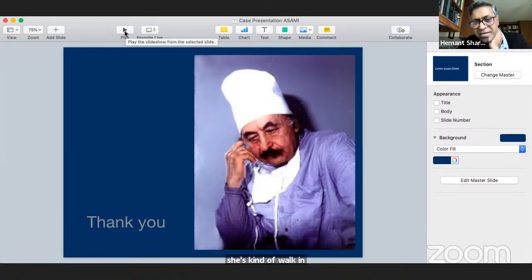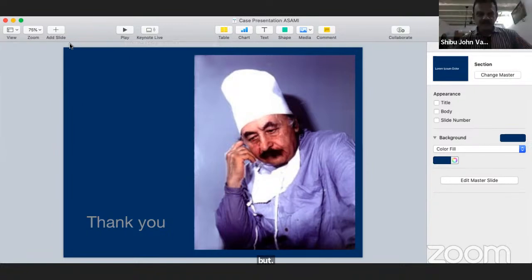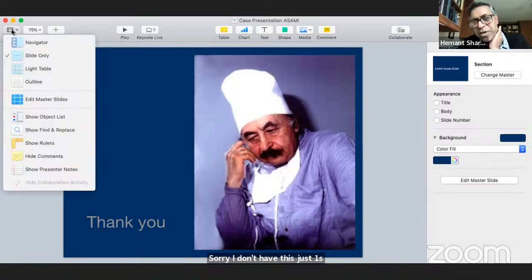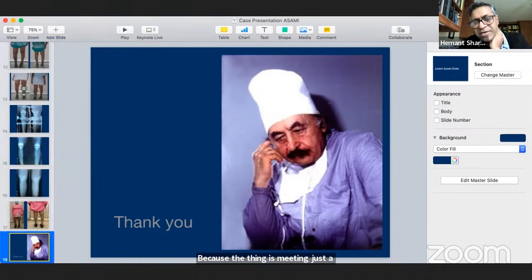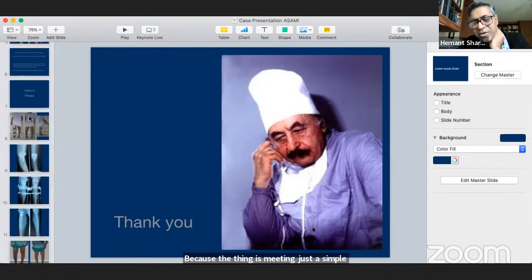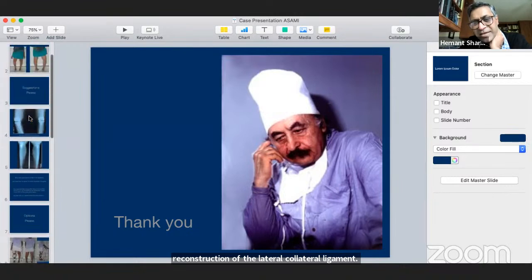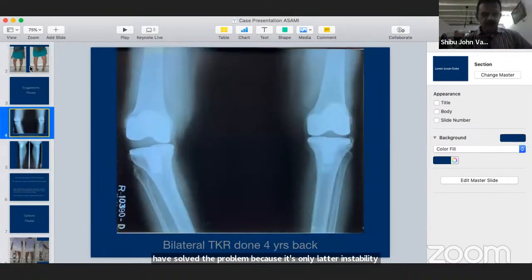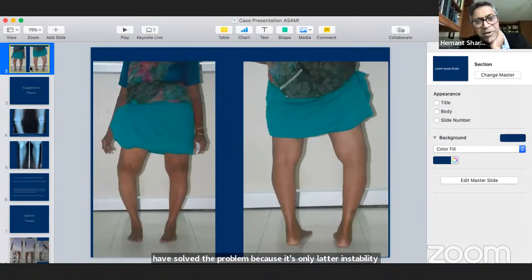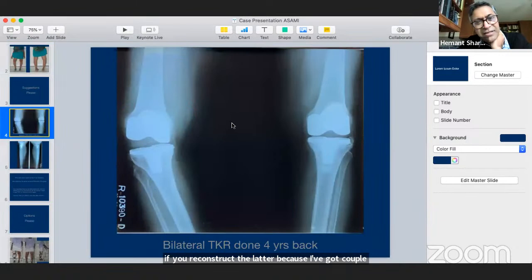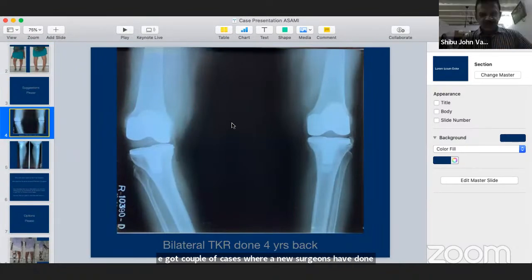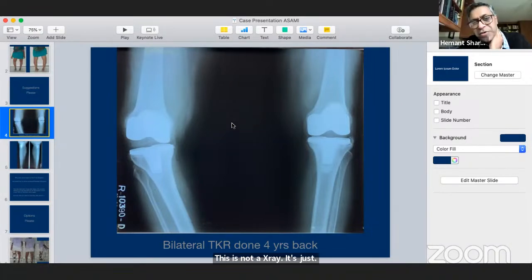Stress X-rays of the knee, stress views, to see if the lateral ligament is still opening or not. Sorry, I don't have this test. One second, let me see. Do you think a simple reconstruction of the lateral collateral ligament would have solved the problem? Because it's only lateral instability. Not only lateral instability, because this is how it looked pre-op. I've got a couple of cases where knee surgeons have done this, reconstructing the lateral collateral. This is not a stress X-ray, she's just standing on a leg. And do you have stress views post correction?